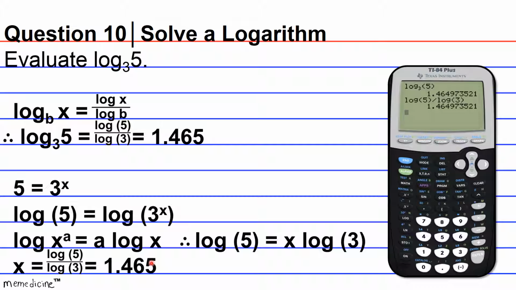And if you want, you can check. You can raise 3 to the 1.465, and you should get the answer 5, which makes sense because 3 to the first power is 3, and 3 to the second power is 9, so you would guess that the exponent to yield a result of 5 is somewhere between 1 and 2.